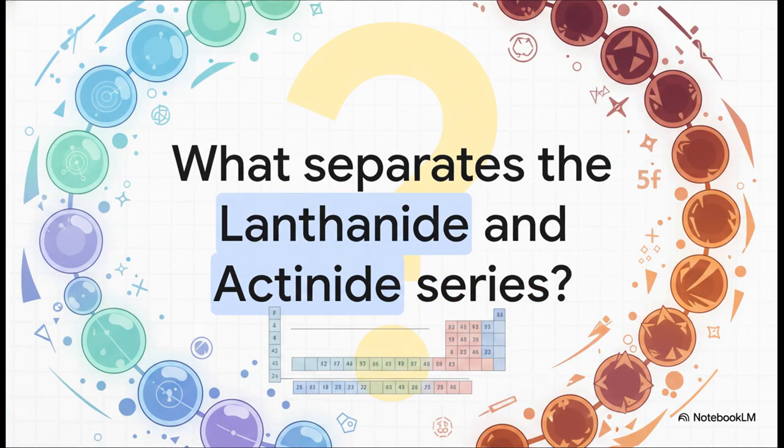And finally, I want you to look back down at the basement of the table. We know the F block contains the lanthanides and the actinides, but beyond the fact that one is filling the 4f orbital and the other is filling the 5f, what are the specific chemical and physical differences between these two series? I want you to really dig into that, and we're going to unpack all of these mysteries together next time.